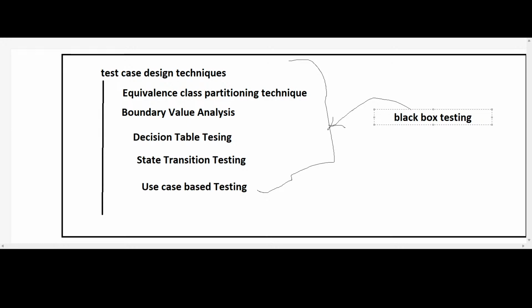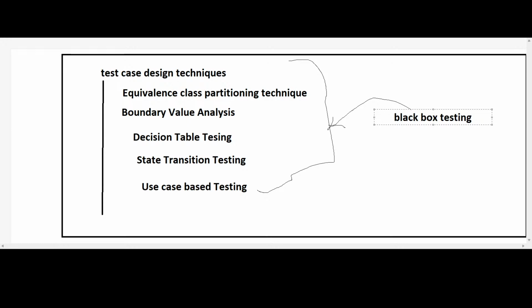So now I am going to discuss the equivalence class partitioning technique. What exactly does this technique mean? As per the equivalence class partitioning technique, we identify all the possible input conditions to validate the functionality. For example, if you want to check the login functionality, first you have to enter your username and password, right?